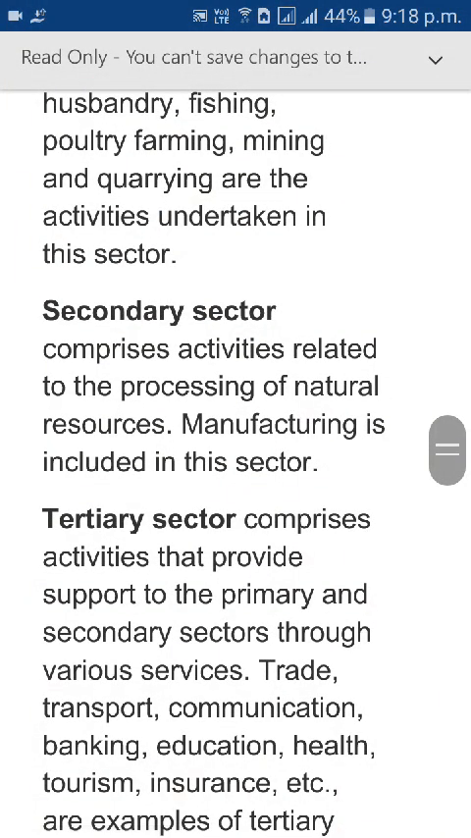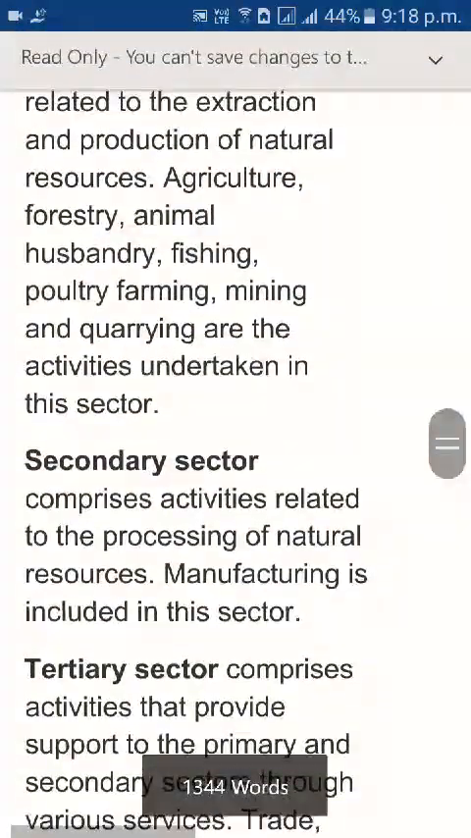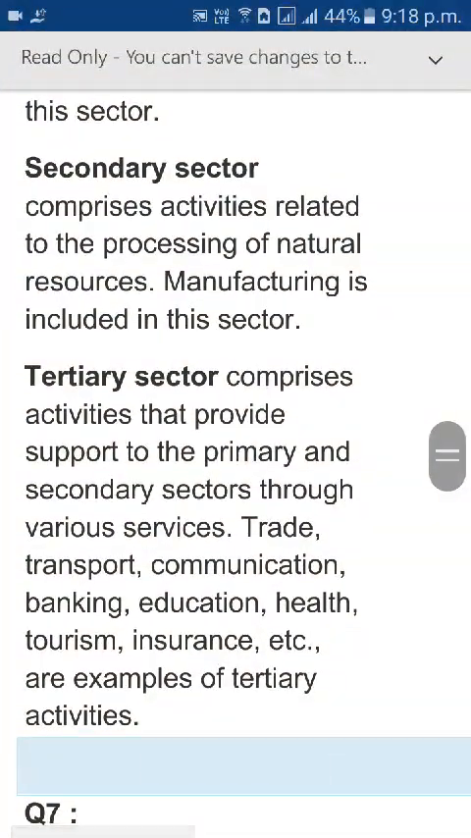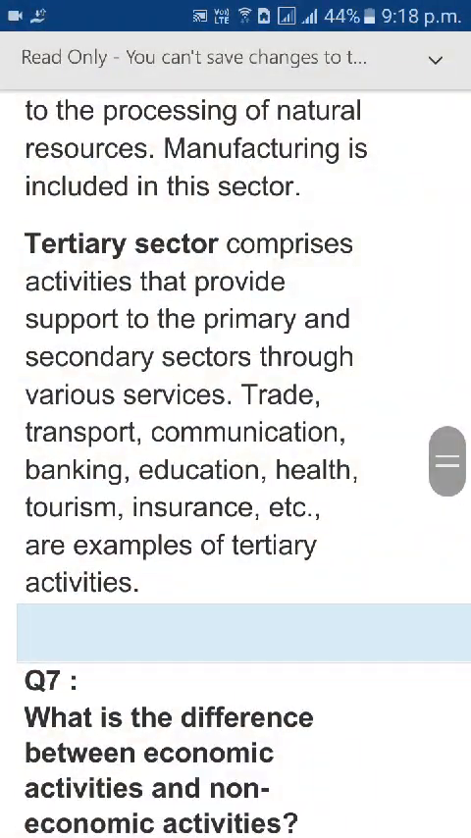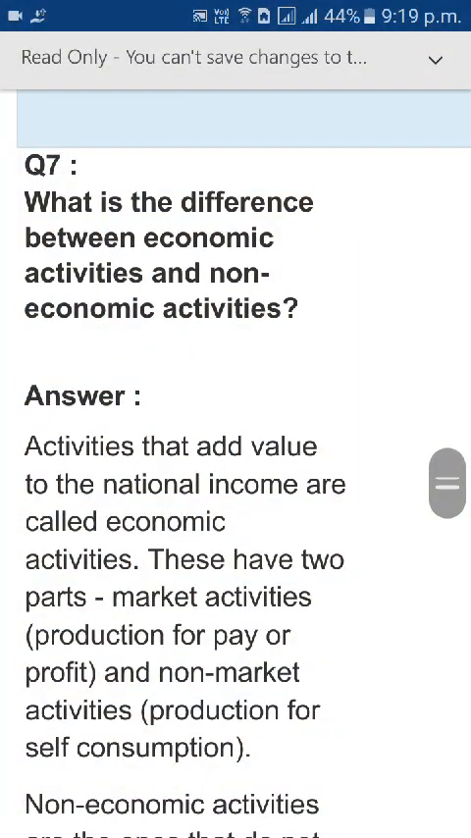And then the secondary sector comes: the manufacturing of goods from the basic, that is, from the primary sector to finished goods. That is secondary. And tertiary only comprises the activities that provide support to the primary and secondary sectors through various services: trade, transport, communication, banking, education, health, tourism, insurance, etc. are the examples of the tertiary sector or the activities.